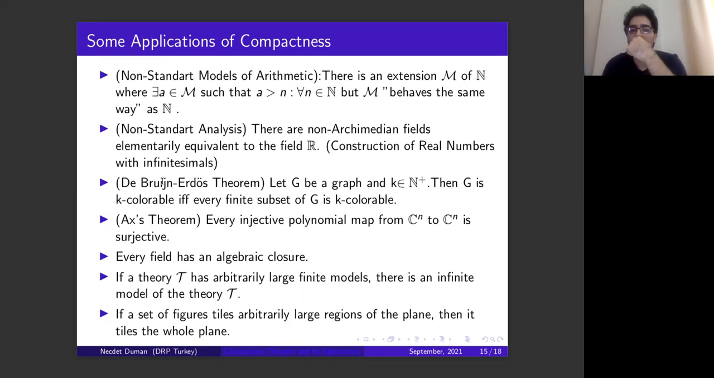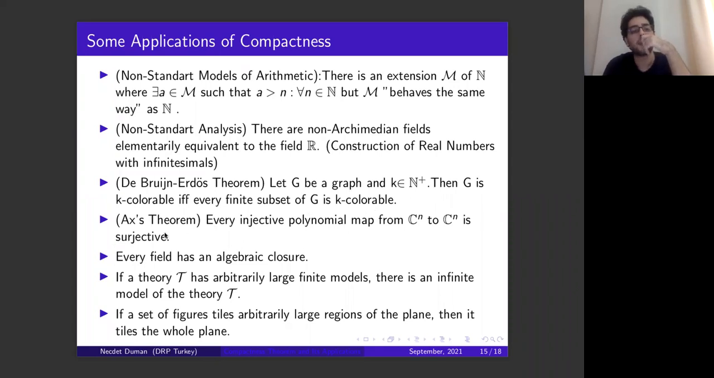And the third example: let G be a graph and k be a natural number. For example, we can pick k as 4, because I think it was proven that every finite planar graph is 4-colorable. I'm not sure, I think that was the case. Anyways, we can prove that a graph is k-colorable if and only if every finite subset of that graph is k-colorable.